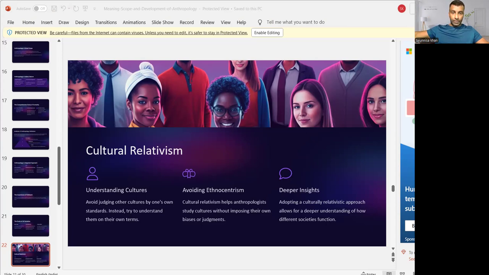And this concept is very crucial for anthropologists because it allows them to study culture without imposing their own biases or judgment. Otherwise, what will happen? There will be personal biases, preconceived notions, okay, and that can affect the research. So this is a very important approach, and if you adopt this culturally relativistic approach, the anthropologist can gain a deeper understanding of how different societies function and why certain cultural practices exist.